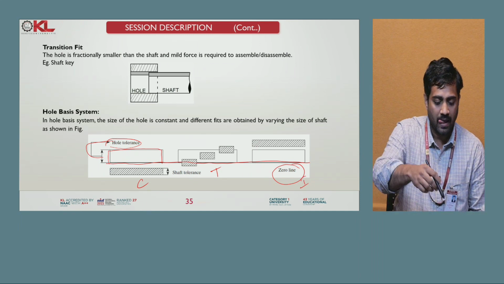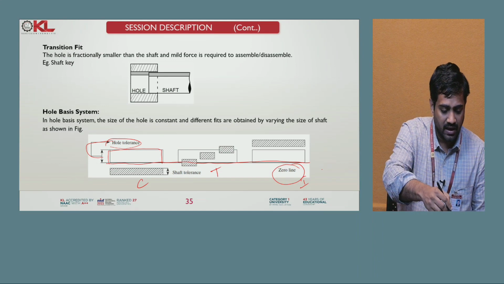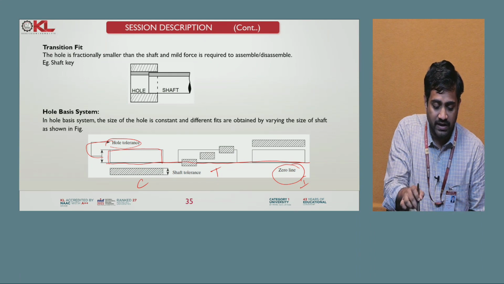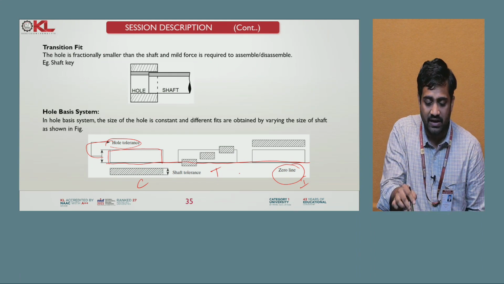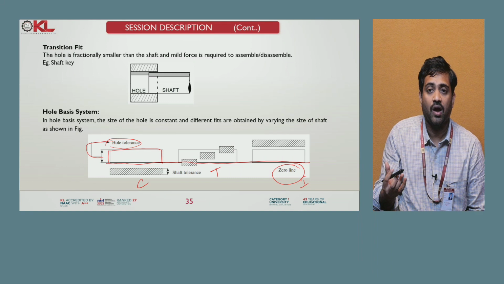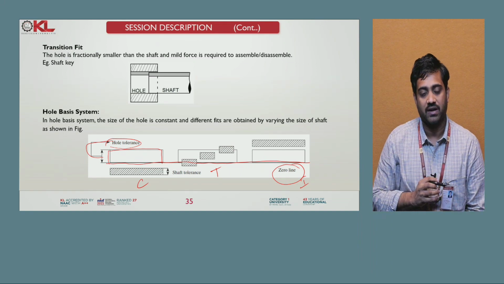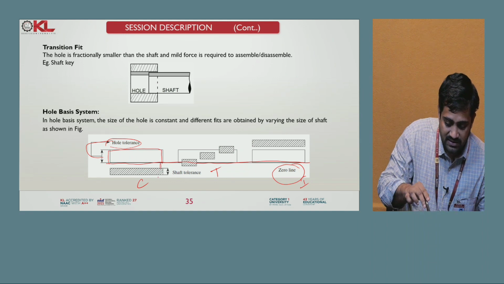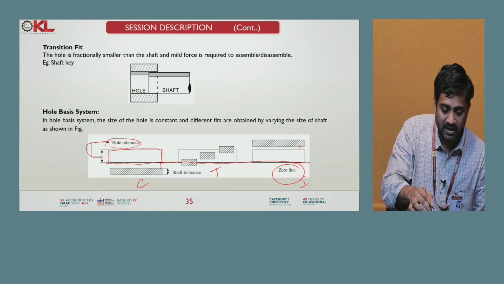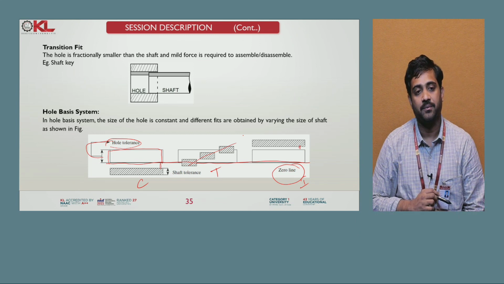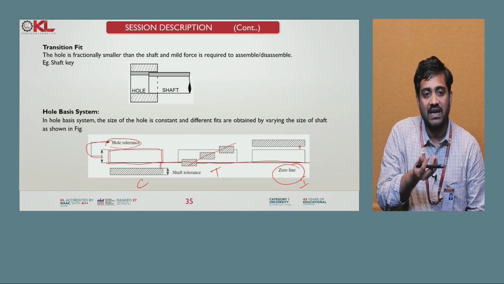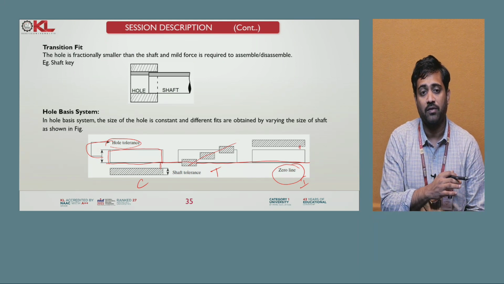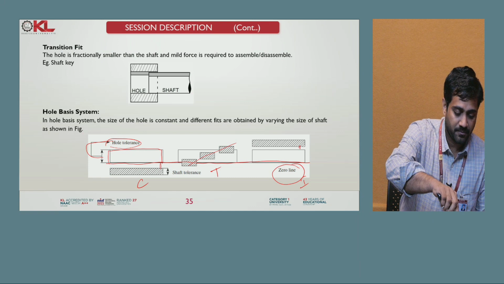Just see, this is a zero line. Here the size of the hole is constant and three different fits, clearance, transition and interference, are obtained by varying the size of the shaft. You see the shaft tolerance, we are varying the shaft from the basic line. This is clearance, this is interference, and this is transition. In the hole basis system, by keeping the hole constant, we get three different fits. How? By varying the shaft.